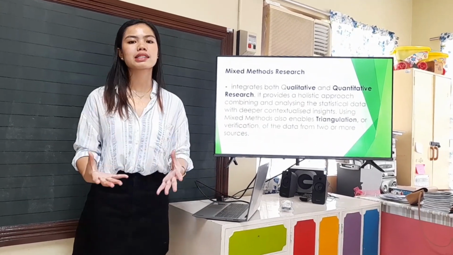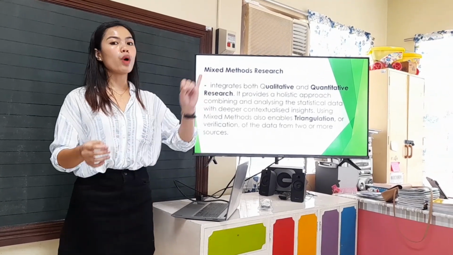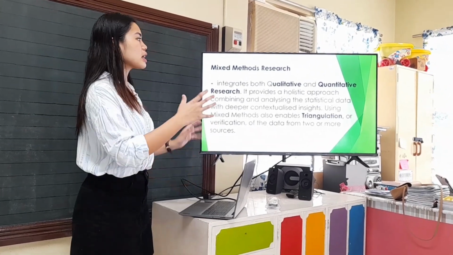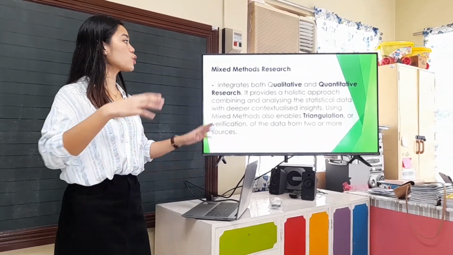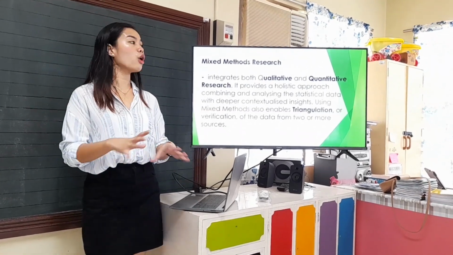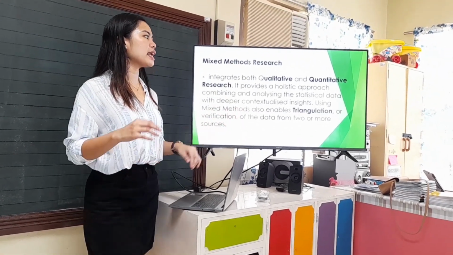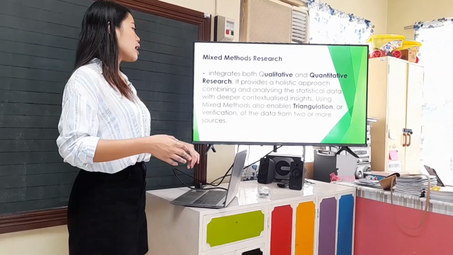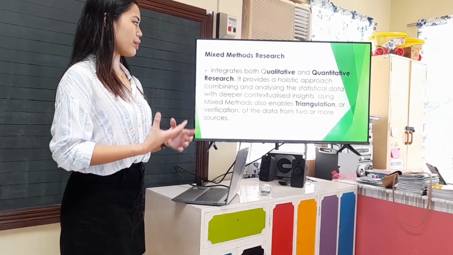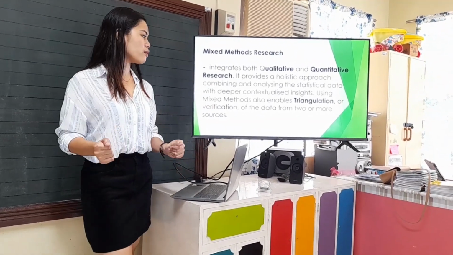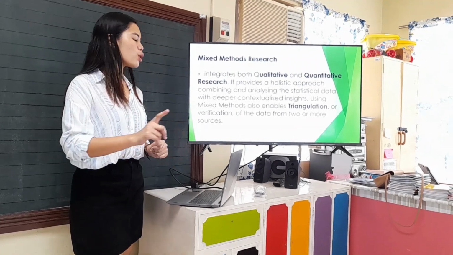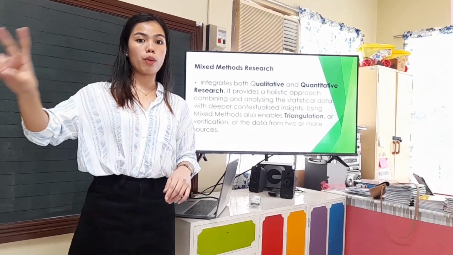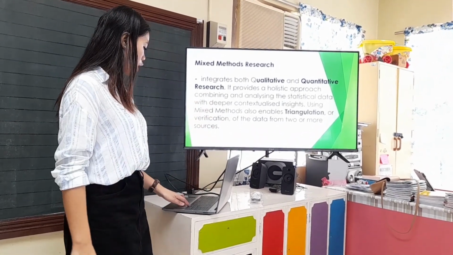Next, we have the mixed research method, in which quali and quanti are mixed or combined together. So let's talk about this. It integrates both qualitative and quantitative research, and it also provides a holistic approach, combining and analyzing the statistical data with deeper contextualizations and insights. Using mixed methods also enables the triangulation or verification of the data from two or more sources. So it's really reliable because you're not just relying on one data source but two or more. So now let's move on.